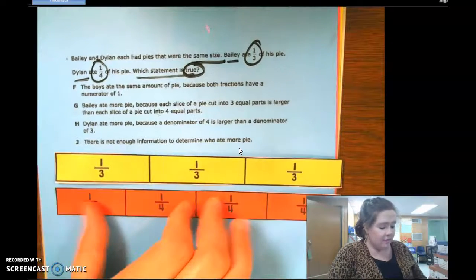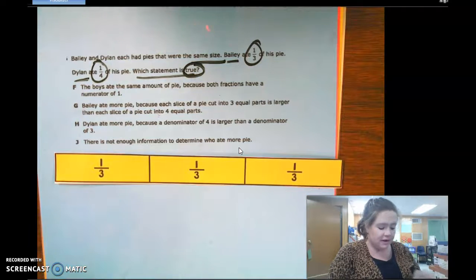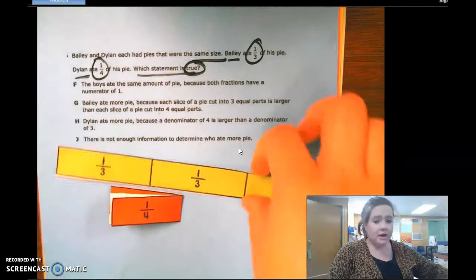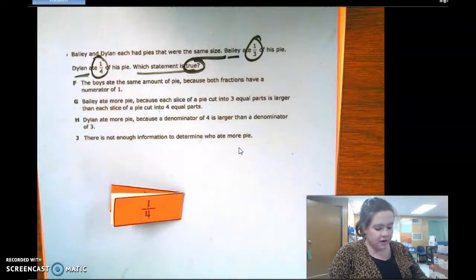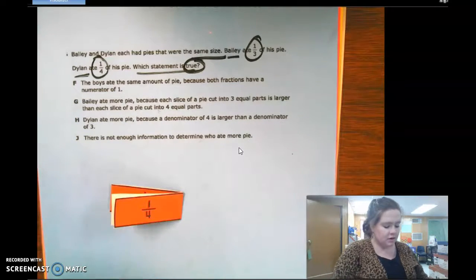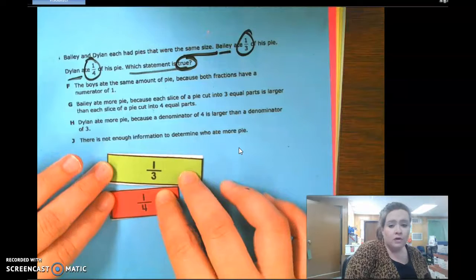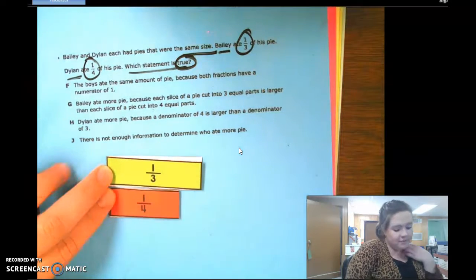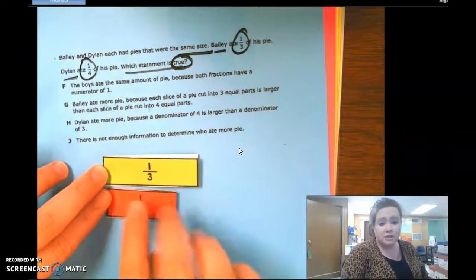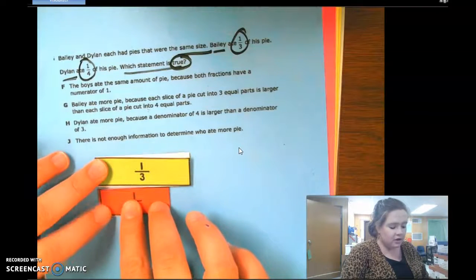All right. I could fold these to represent those fractions if I wanted to. So I'm going to fold this to only represent 1/4, right? And then I can fold this one to represent 1/3. So here we go. 1/3 and 1/4. Okay. Now, just looking off of these two fraction strips, what do you notice about 1/3 and 1/4?